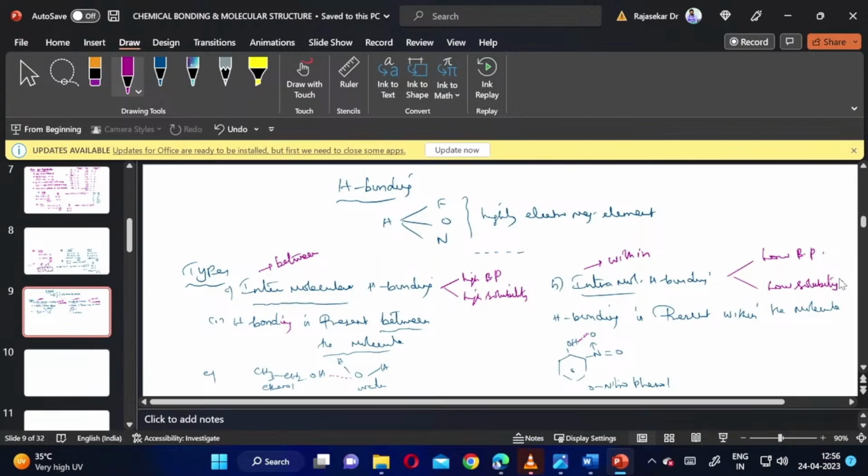So these are the things about molecular structure and chemical bonding. Okay. Just go through. If you have any doubt, you can ask me. Practice all this. So go through your textbook also. Thank you, students.